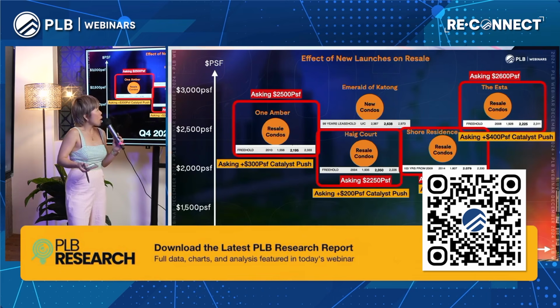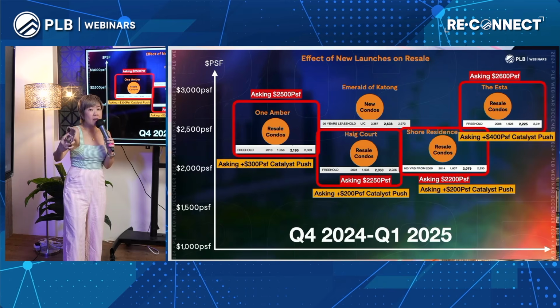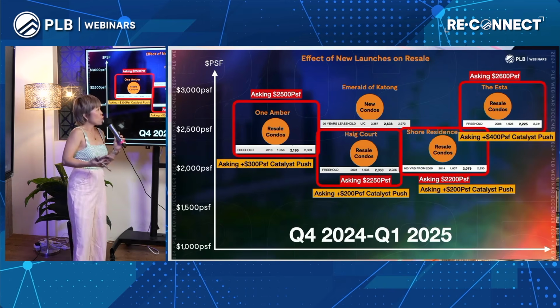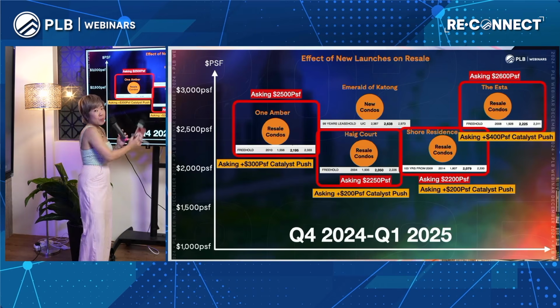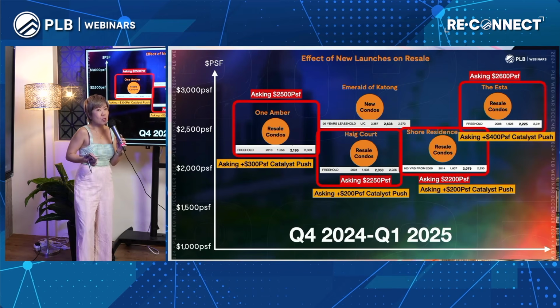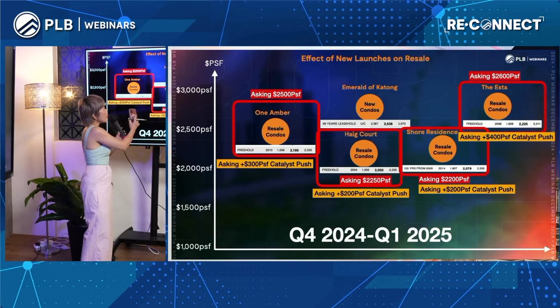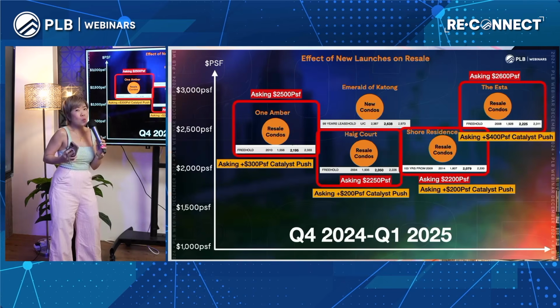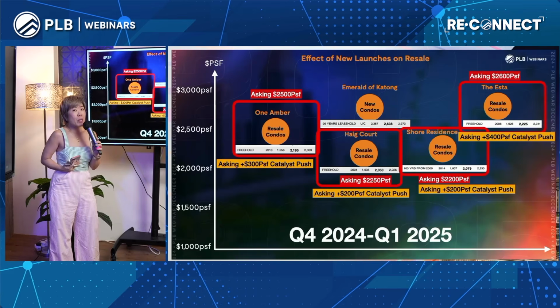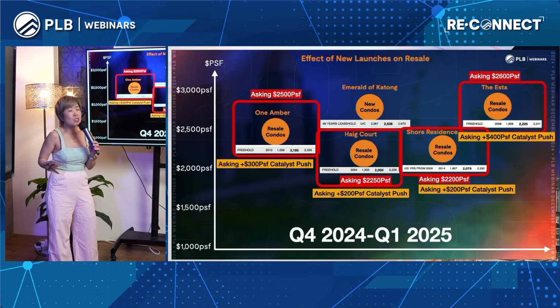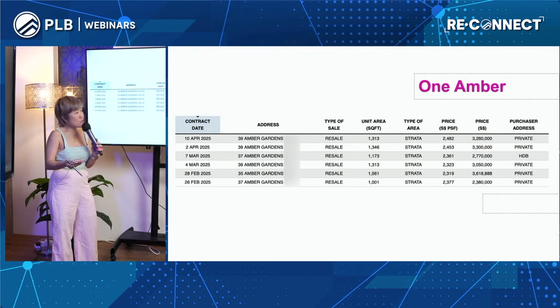And that is where the surrounding projects will start to go for a higher asking price and then get to transact higher. So if you buy into a project, for example the Amber, before the Emerald of Katong is launched or when it's launched, when you buy into One Amber at 2,195, you'll probably be sitting on a paper gain already, like a $200 PSF gain, as soon as Emerald of Katong is launched, which is very true.